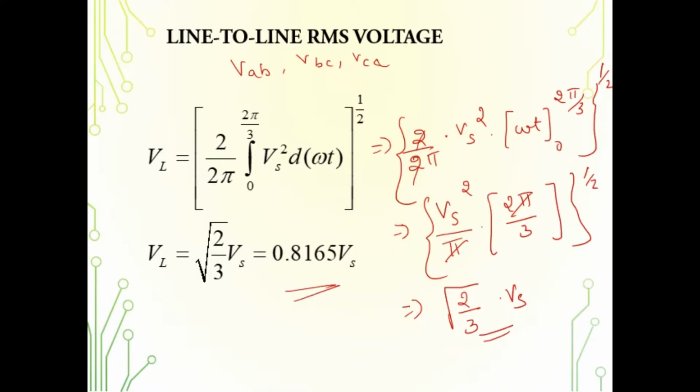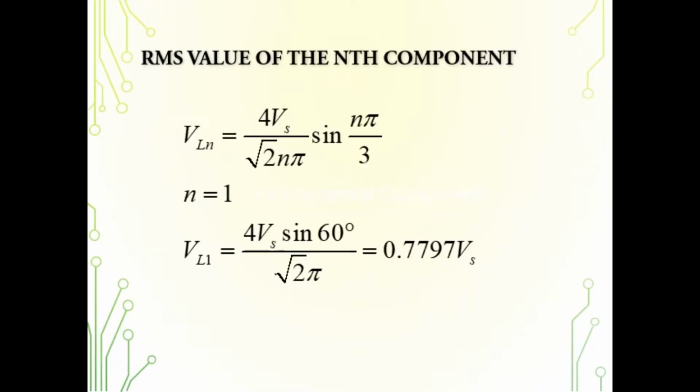If we find the RMS nth component of the line voltage and then substitute n equal to 1, we get 0.7797 Vs by substituting n equal to 1 in this equation. So this is the RMS value of the line voltage for the nth component. This is for the fundamental component.